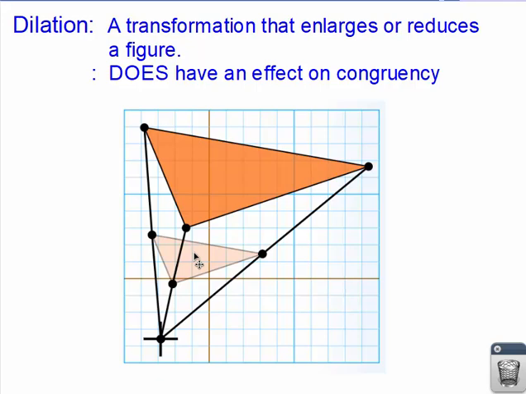So does it have an impact on congruency? Yes. We go from little to big, that is definitely not the same shape. So it definitely has an impact on congruency. Dilation is the only one that has an impact on congruency. All others do not. Now, does it have an impact on orientation? Well, this point right here is top left. Its corresponding part is also top left. So it does not have an impact on orientation, but it does have an impact on congruency. And dilation is the only one that has an impact on congruency.